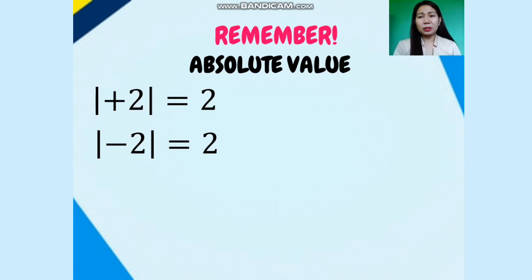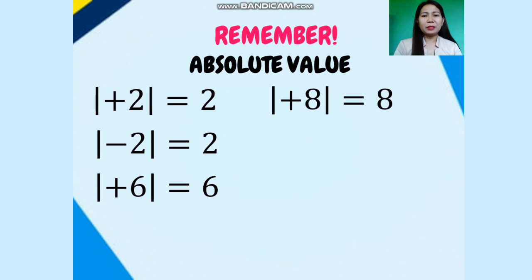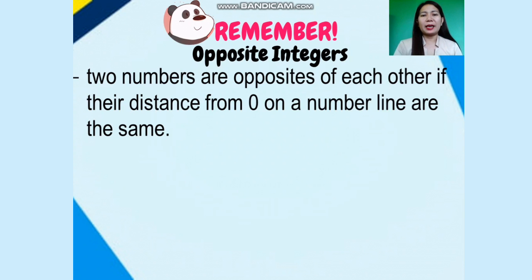Or in other words, absolute value is the number without sign. It is not negative, it is not positive. Other examples: the absolute value of positive 6 is equal to 6. The absolute value of positive 8 is equal to 8. And the absolute value of negative 15 is equal to 15.